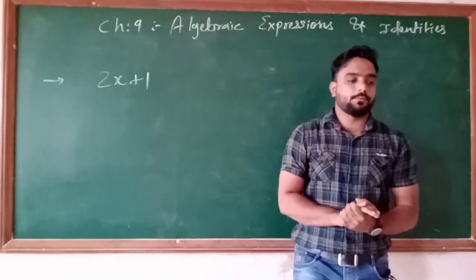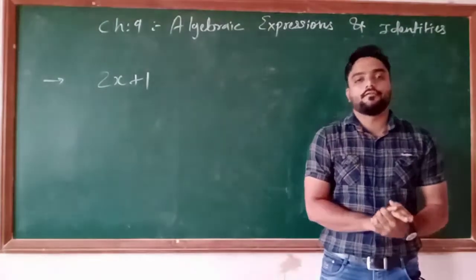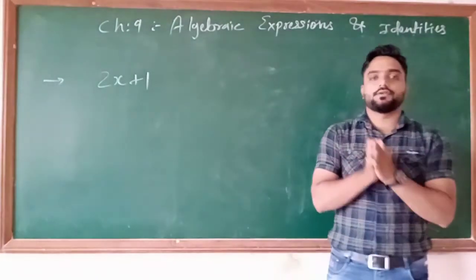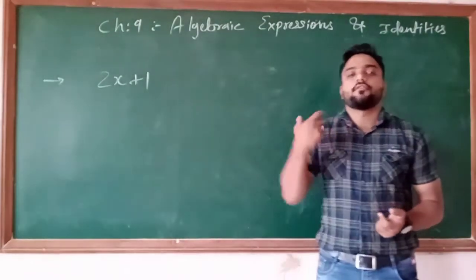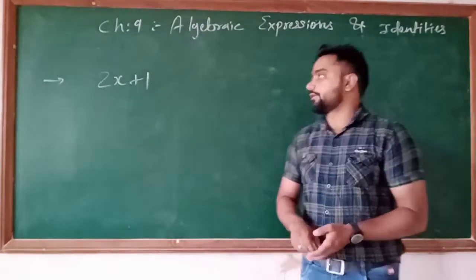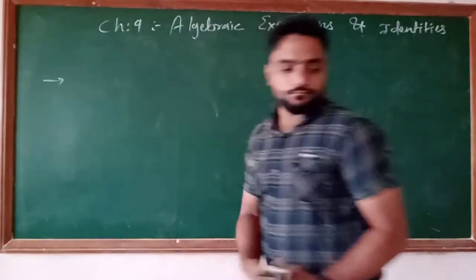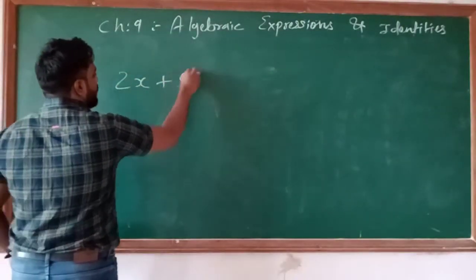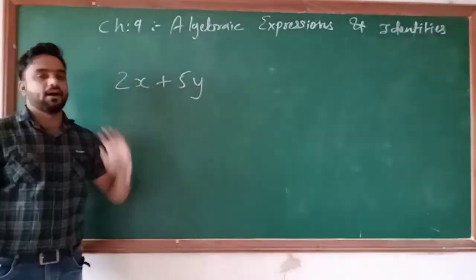In the next topic, we learn which things are called terms, which things are called factors, and which things are called coefficients. Please be very clear in your mind about what these three things mean: the terms, then the factors, and then the coefficient. Understand? Suppose I am writing one of the expressions, that is 2x plus 5y.